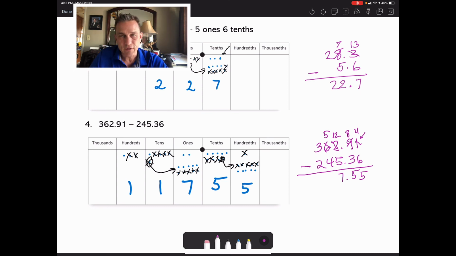I have 5 tens. They want me to take away 4 of them. I can do that. So there's only 1 ten left. And we have 3 hundreds, and they want me to take away 2 of those. So there is only 100 left. And there's our difference, 117 and 55 hundredths.